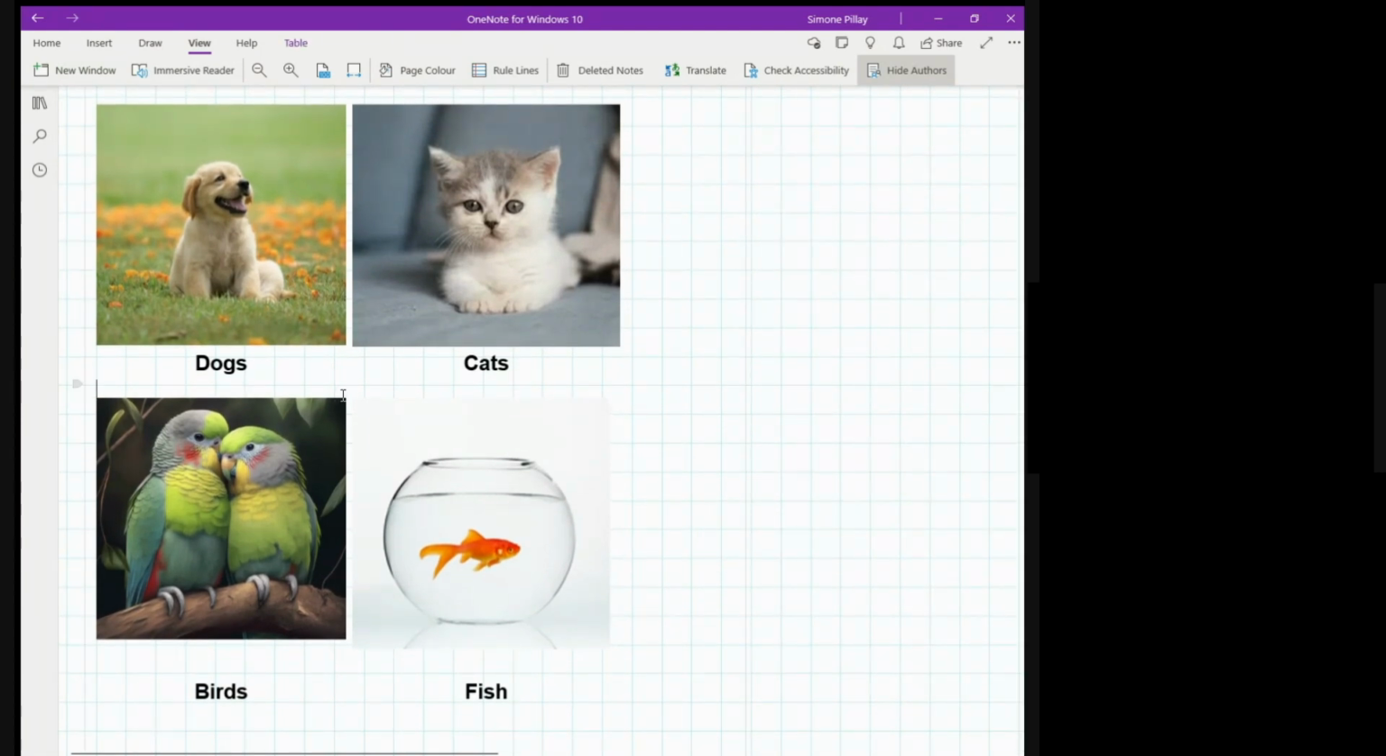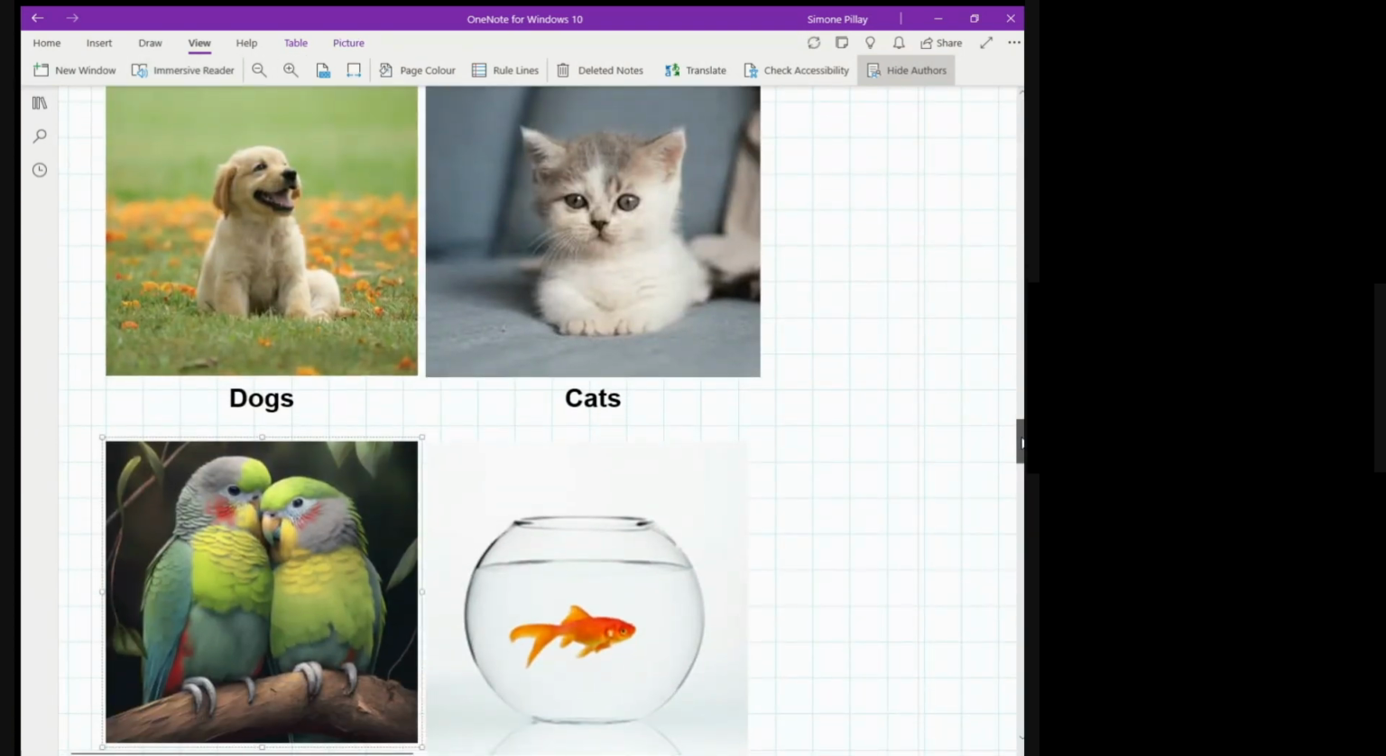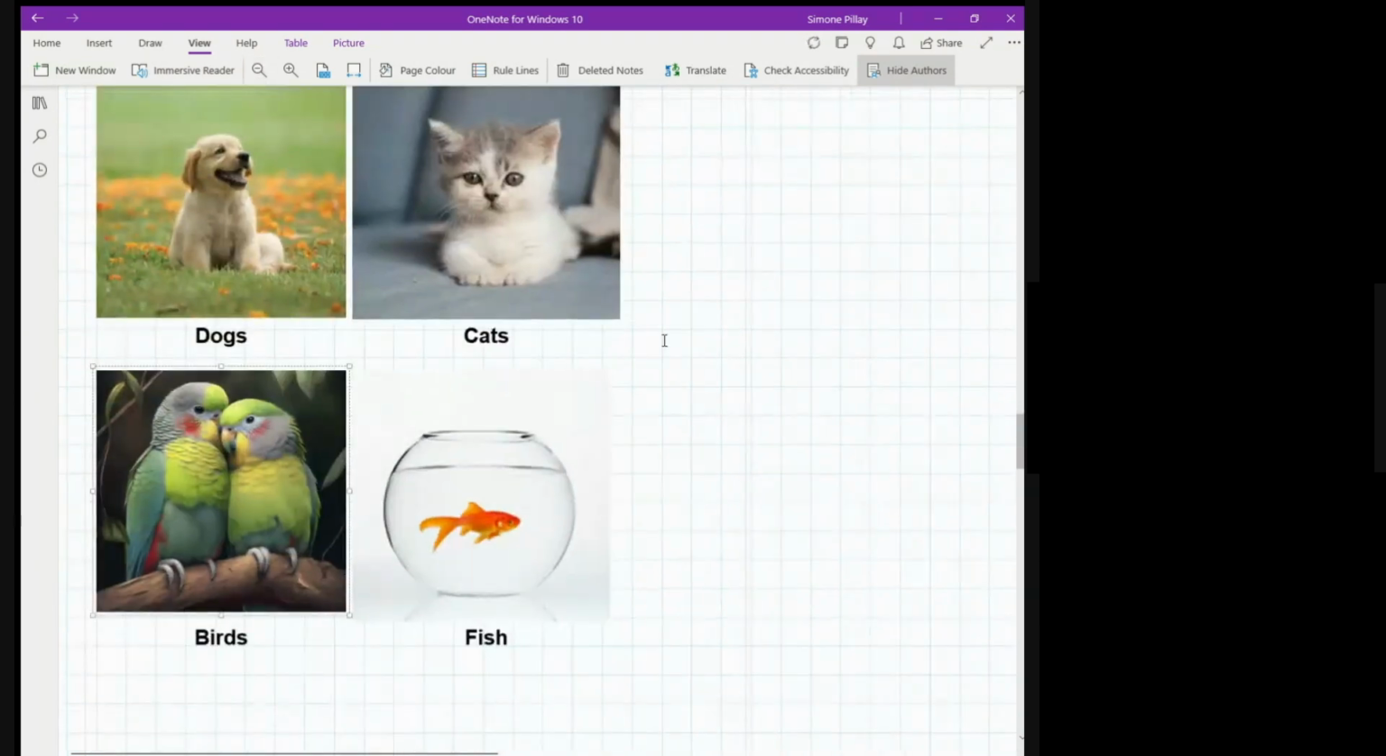And I actually could have done this, I think. No, I can't. I could. Oh yeah, I could. Let me zoom in again. Sorry. Oh no, I can't. Oh my days. Sorry.